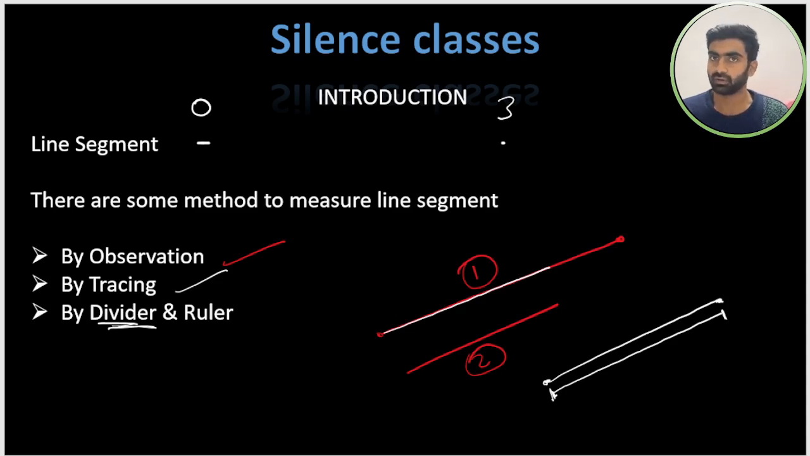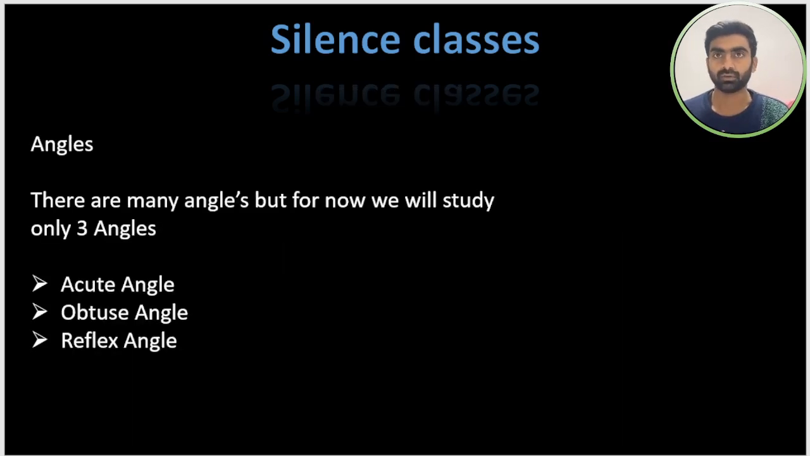Now we will talk about angles. In this particular chapter we will talk about some angles, 6 or 7 types of angles. There are several angles but we will not cover all of them in this chapter. So first of all we will learn about 3 angles. That is the acute angle.